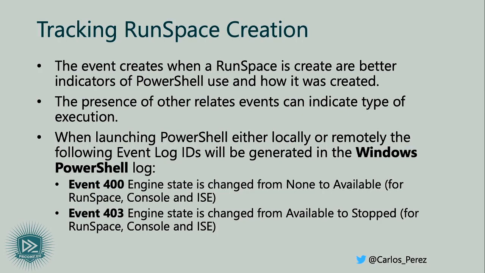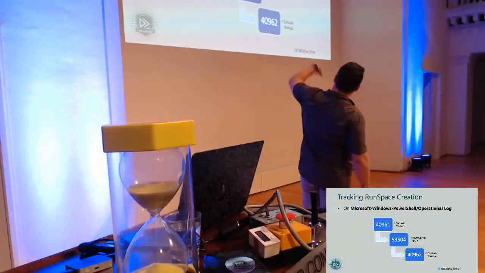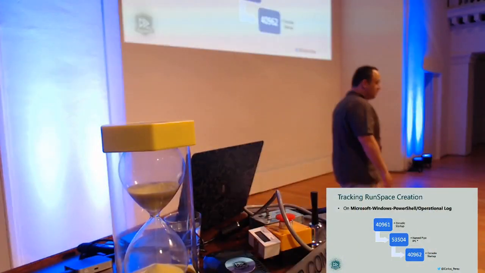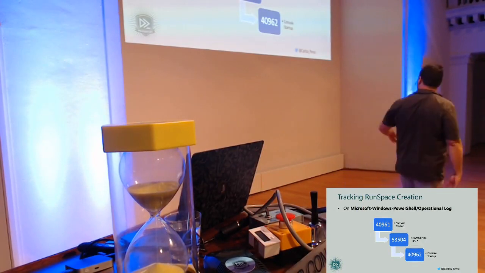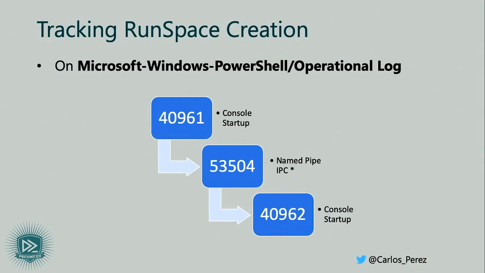Even if I downgrade to PowerShell version 2, even if I'm running the latest version, that RunSpace is always there, and that RunSpace actually has some very nice information. So typically, in a normal environment, also if you're running PowerShell version 5, you're going to see this. Console startup, 4961, RunSpace ID, then you see another event, 53504, name type IPC for controlling that PowerShell service remotely, and that service has the same RunSpace ID, and then as we end up and we close our session, we see a 4962.